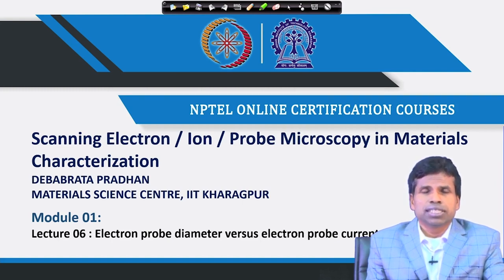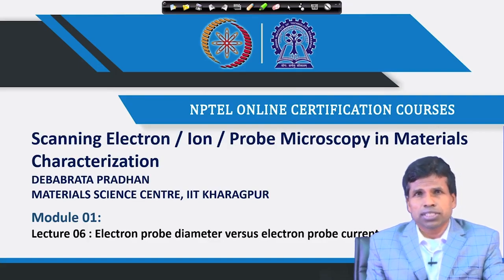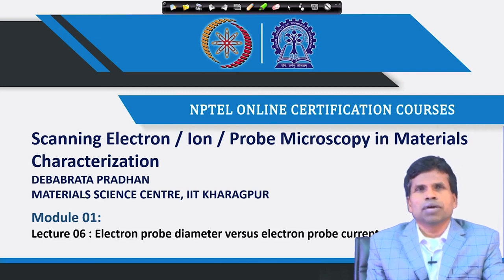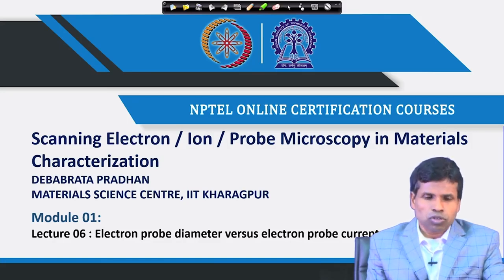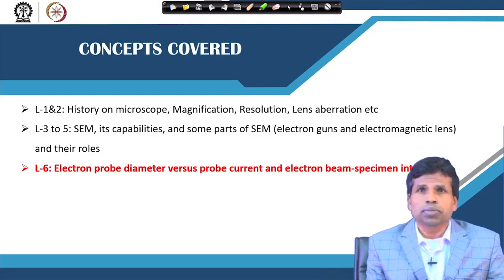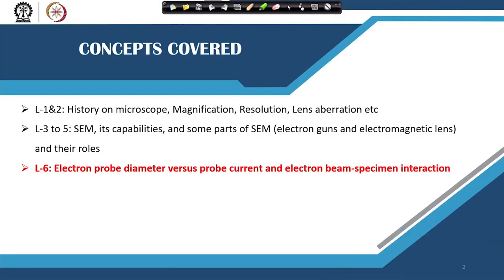That would decrease the probe current. If the probe current decreases, that is, fewer electrons strike the specimen, then the signal will also be less. So, how small a probe diameter could be, that would still provide enough current or enough signal useful to create a good image. In today's lecture, we will discuss the electron probe diameter versus probe current, and also what happens when the electron beam interacts with the sample.